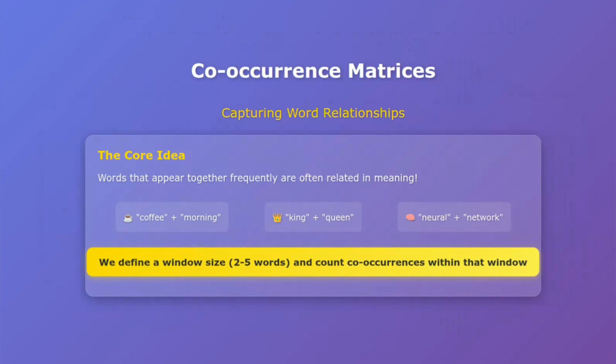To build a co-occurrence matrix, we define a window size, typically 2 to 5 words. This determines how close words need to be to count as co-occurring. In "the cat sat on mat," with a window of 2, cat and sat are within 2 words of each other, so they co-occur. We increment their count in our matrix. We slide this window through our entire text, counting every time words appear together within the window.